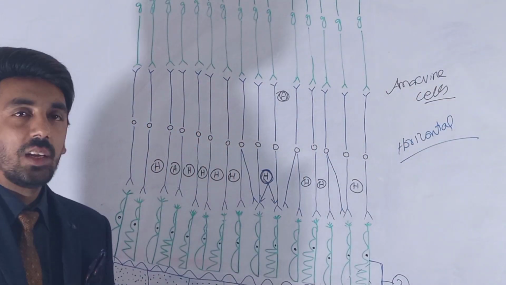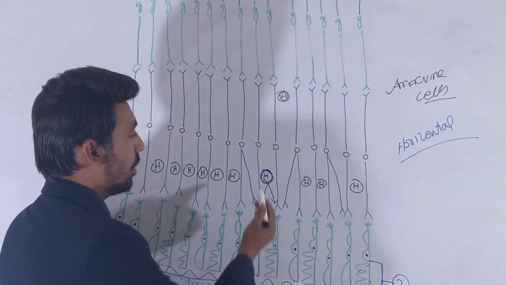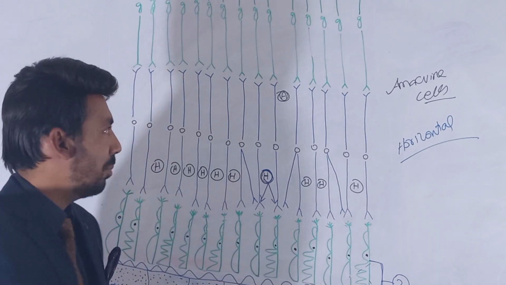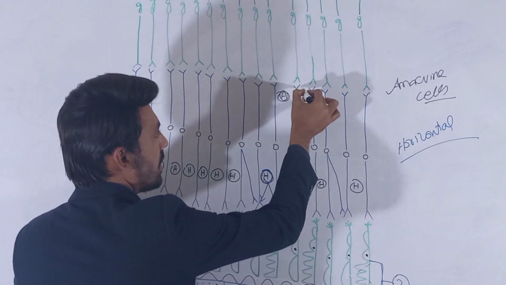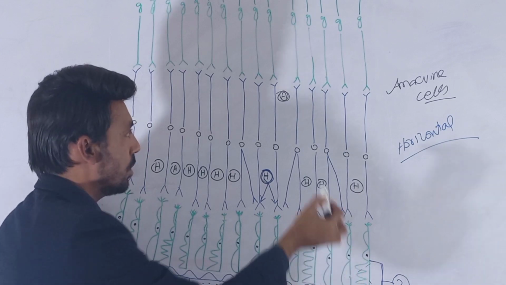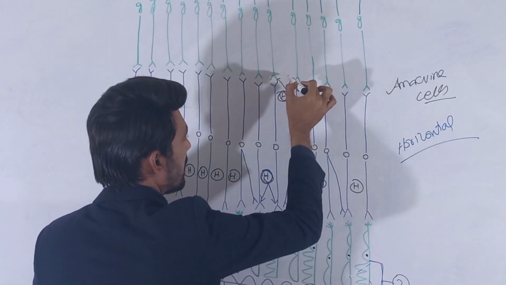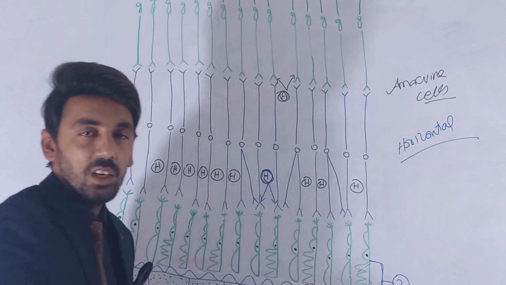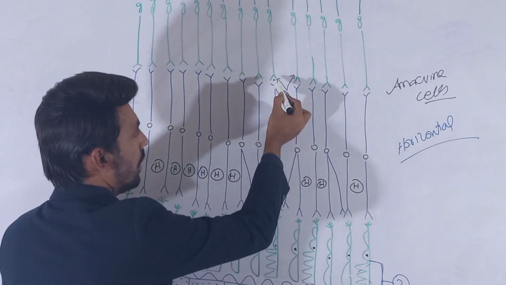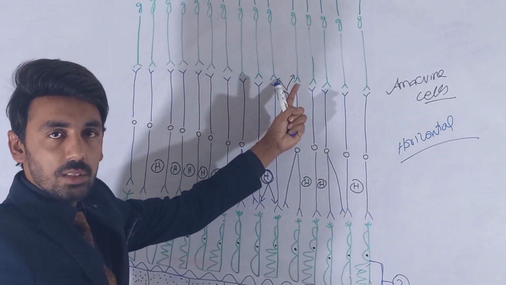And these amacrine cells have the same function, the same property as the horizontal cells. They will make contact between these bipolar cells in the blue color, as you can see, and the ganglionic layer. So these amacrine cells will develop a relationship between the bipolar cells and the ganglionic cells.